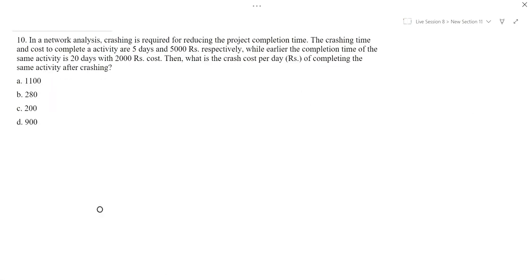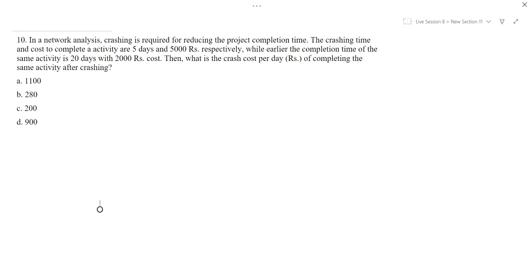In a network analysis, crashing is required for reducing the project completion time. The crashing cost and time to complete an activity are 5,000 rupees and 5 days respectively, while earlier the completion time of the same activity is 20 days with 2,000 rupees cost. Then what is the crash cost per day for completing the same activity after crashing?